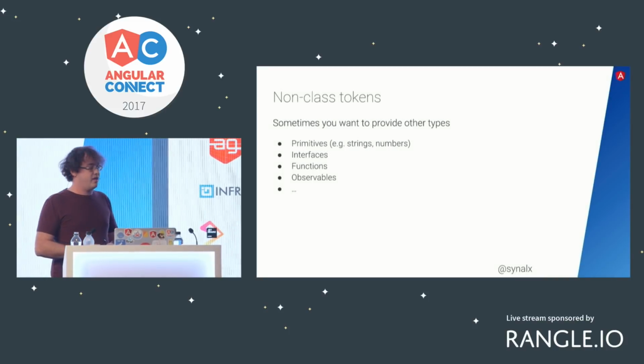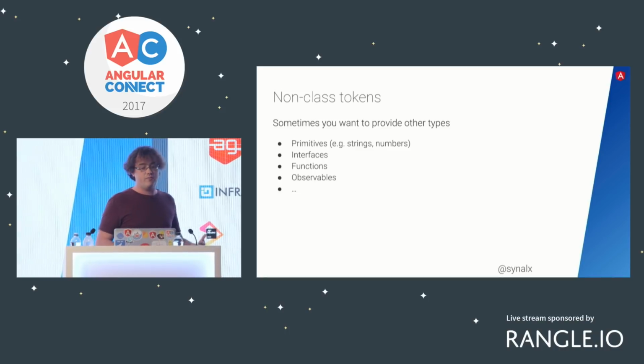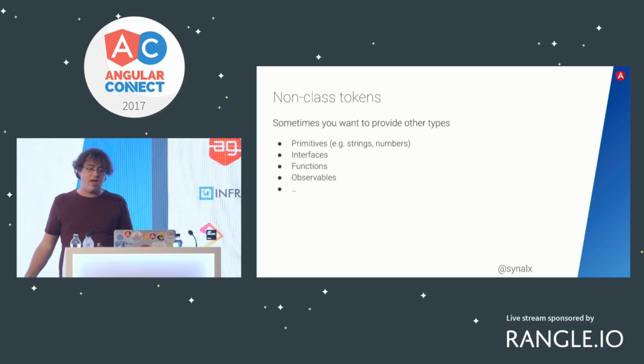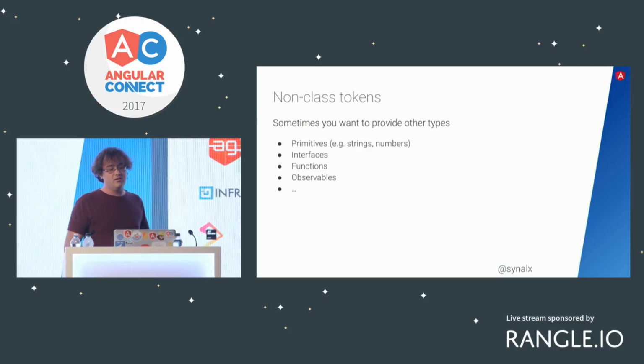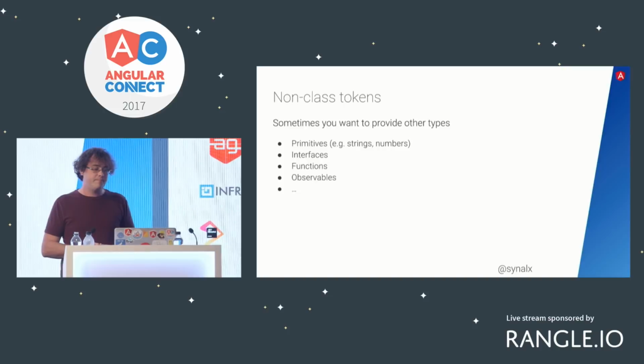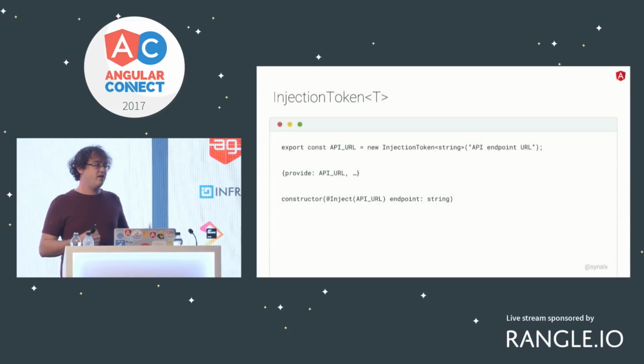But there are a lot of things that you can't use directly with DI. You can't provide an interface. You can't provide a primitive type like a string, because those don't have runtime values. And there are a lot of uses where you might want to do that. For example, if you're taking configuration, your configuration is probably a set of primitive values or an interface that represents some object you expect to get. And so we need some way to mesh them with DI.